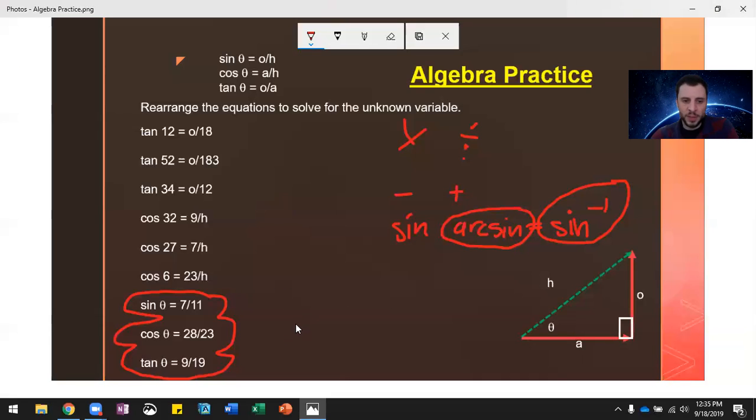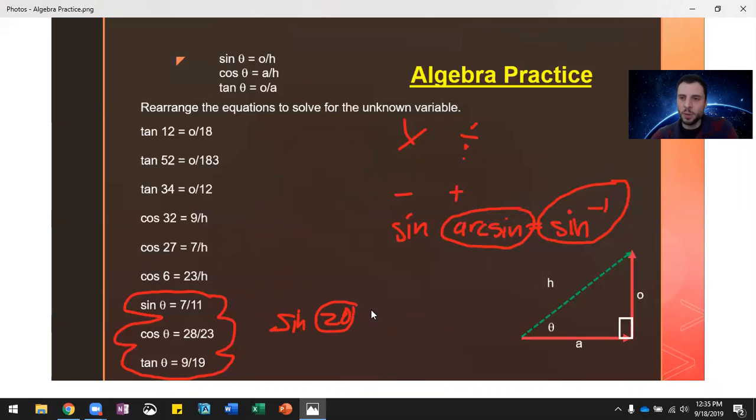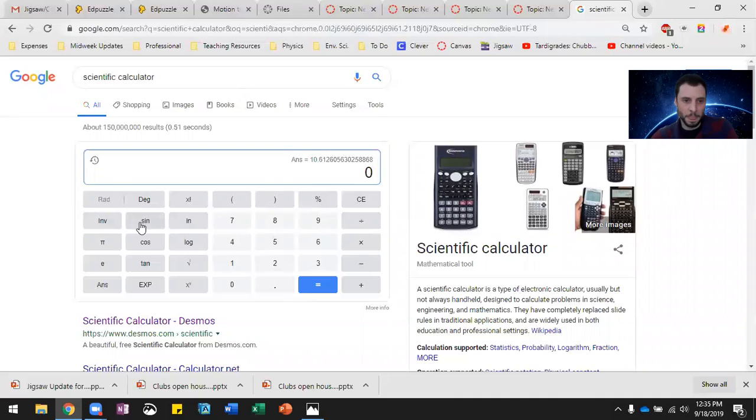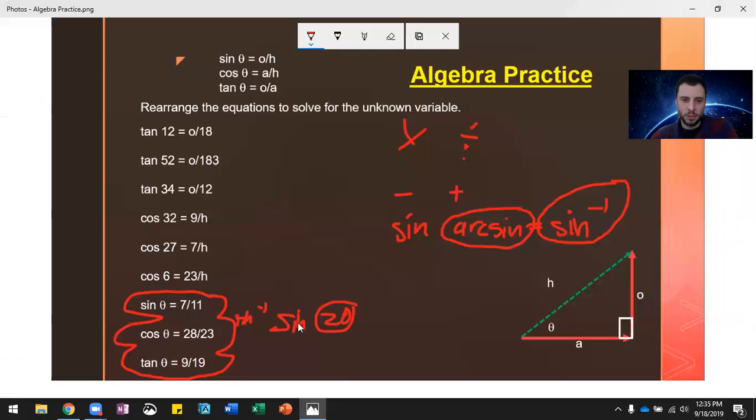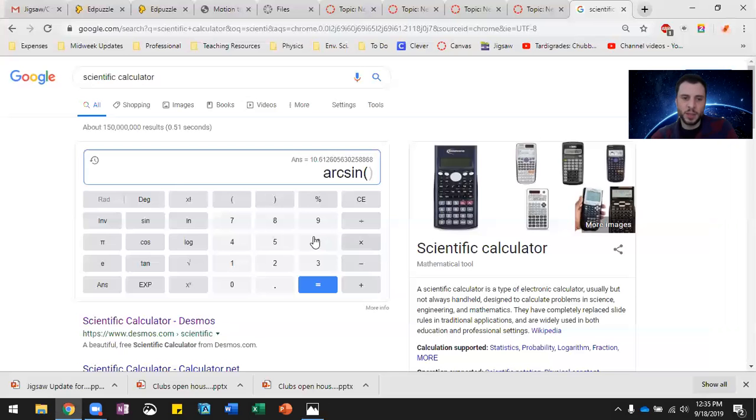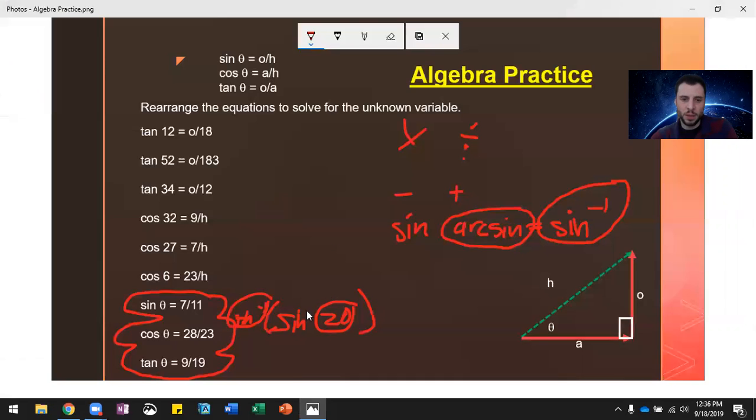So if we're given a problem that says the sine of 20, and we want to get rid of sine, and we want to just end up with 20, well, let's see what happens. We want to find the arc sine of that. So we have the sine to the negative 1. So let's plug that into our calculator. Arc sine, and then in parentheses we put the sine of what's our real number? It's 20.